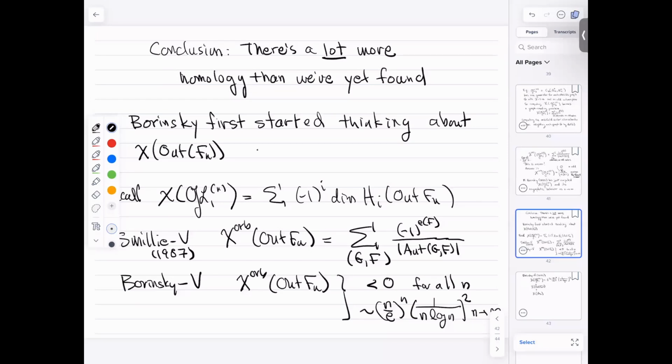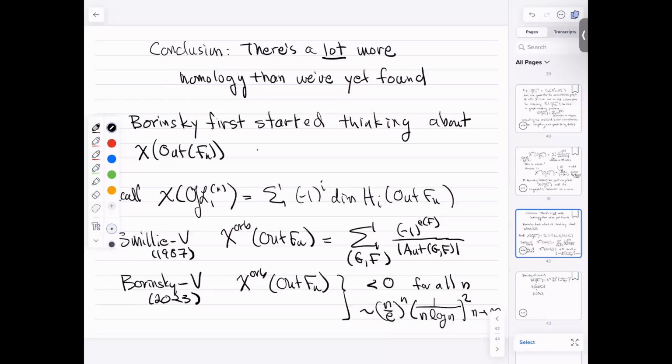So Michael Borinsky and I in 2023 calculated the orbifold Euler characteristic of Out(Fn) by inserting techniques from quantum field theory. We proved that it's always negative and it grows like (n/e)^n times 1 over (log n)^2 as n goes to infinity. So that's very fast. There's a lot of cohomology there.